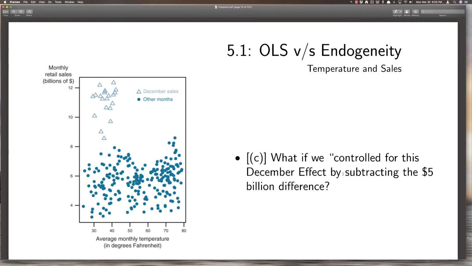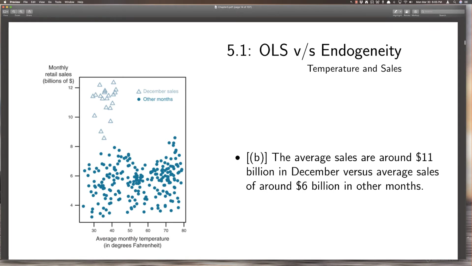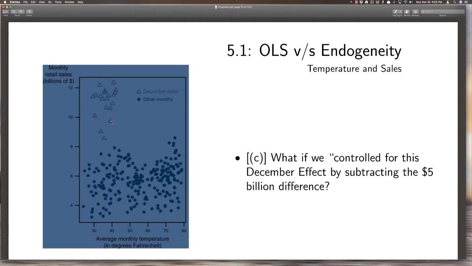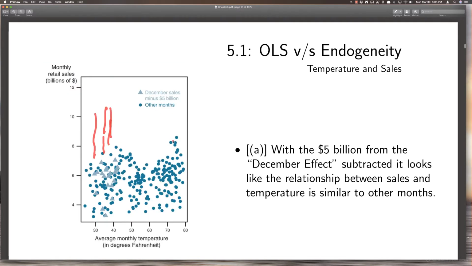We could do that by just subtracting the $5 billion difference. And where does that come from? Well, the average sales in December are 11 billion, and the average sales in all the other months is 6 billion, so that's a $5 billion difference. So in order to start to think about what it would mean to control, we could say, well, let's just subtract $5 billion from each of these triangles, right? Pulling it down on the y-axis. So here's what that would look like if we did that.